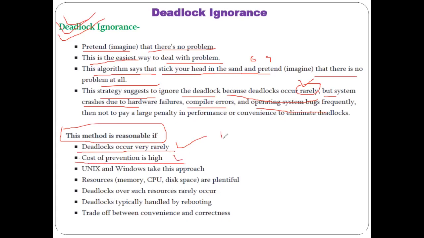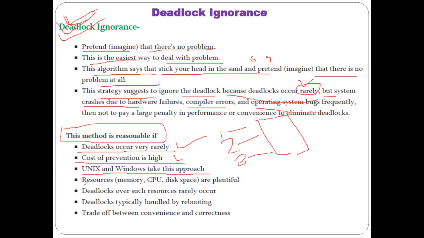If you try to apply the three strategies, which are deadlock prevention, deadlock avoidance, deadlock detection and recovery, the cost of applying these strategies is very high. The time required to apply them is also very high. Understood? Another important reason for applying the deadlock ignorance strategy is that it is recommended by popular operating system making companies. Unix and Windows are suggesting this kind of approach, that is, ignoring the deadlocks.